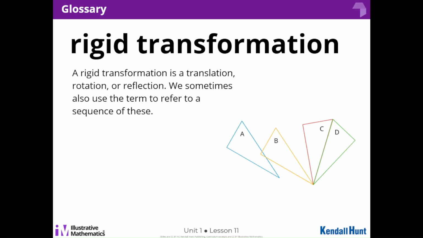Next, we have rigid transformation. A rigid transformation is a translation, rotation, or reflection. We sometimes also use the term to refer to a sequence of these. So here's that example we looked at earlier. To go from A to B, we translated it down and to the right. To go from B to C, we rotated it clockwise. And to go from C to D, we reflected it across that middle line that they share.